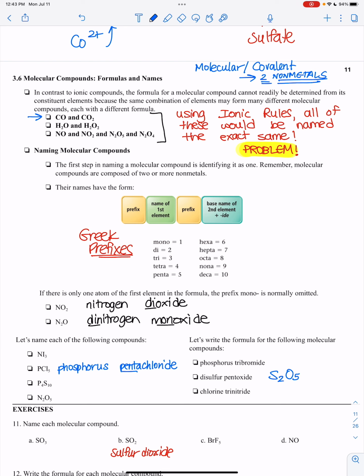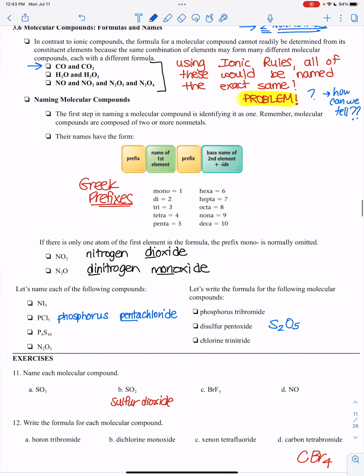Why? Well, if we were to use the ionic rules, like name the left cation metal first and then the nonmetal, all of these compounds would be named the exact same, and that would be a problem. Think about why that would be a problem. Because how can we tell what's what? And that could be dangerous in a lab if we don't know the name and identity of compounds. Every substance has to have its own unique name.